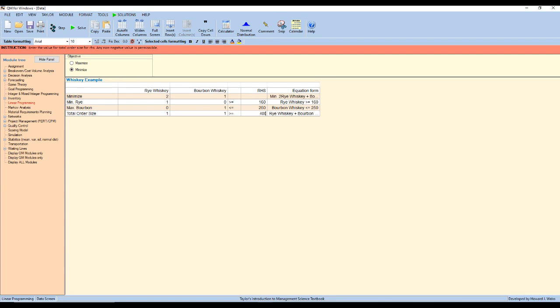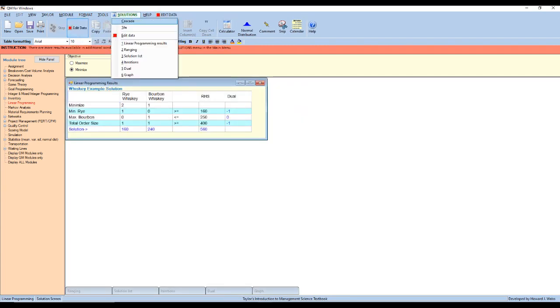Rye has to be more than 160. Bourbon has to be less than 250. 160 plus 250 is 410. We only need 400. So it could be a combination of 160, more than 160 plus less than 250. But we see that bourbon is cheap. So we want more bourbon, less rye. So the answer most likely is going to be 160, 240 for exactly 400. Let's check.